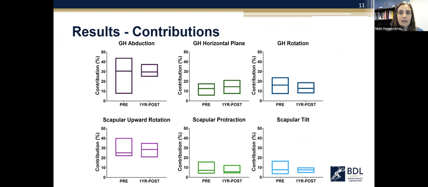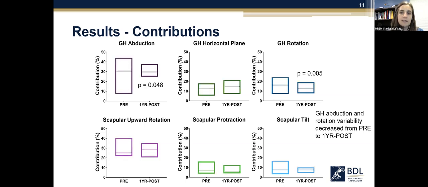Looking at the contributions next, the pre and post average of the six rotational contributions are represented as the middle lines within the group variability boxes. There were no differences in the average contributions from pre to post in any of the rotational components as evaluated by paired T-tests. However, variability seen by decreased box sizes decreases for almost all rotations, and this was significant for both glenohumeral abduction and internal external rotation.